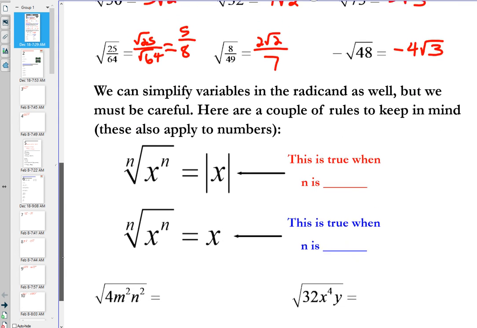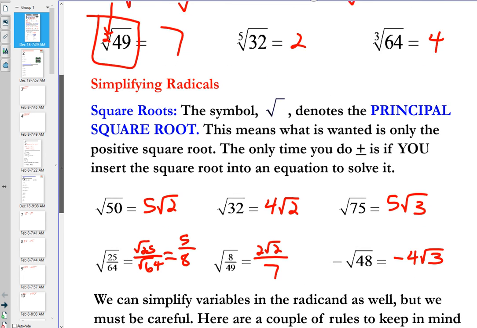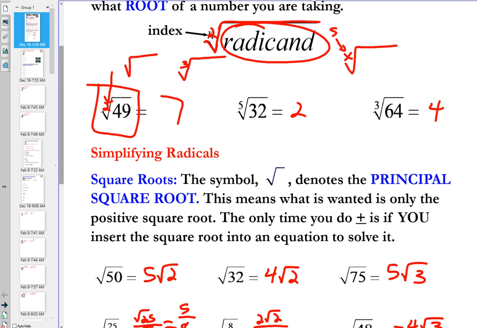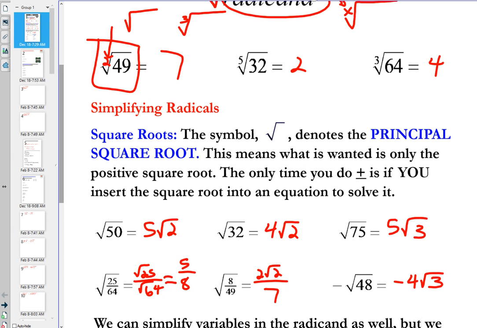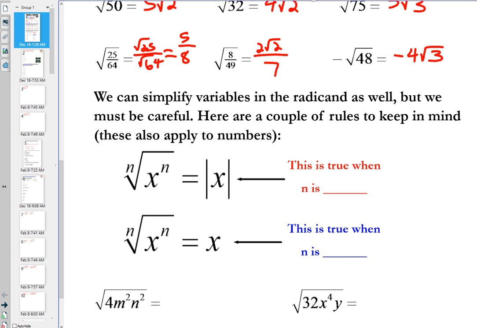And this next part applies to variables. Up here, underneath these radicals, we didn't have any variables. These were all constants. But what happens if you have a variable underneath? I have a meeting next period, and it's one of the things I'm going to ask about to see how much it's enforced.